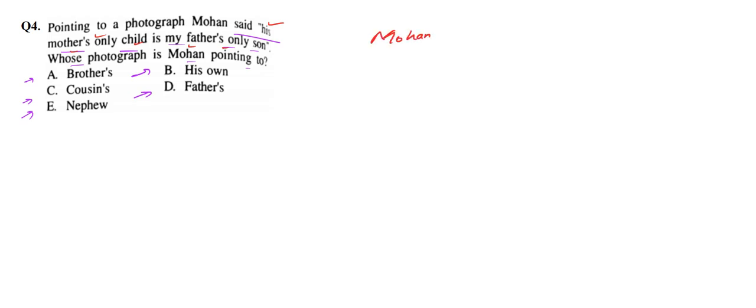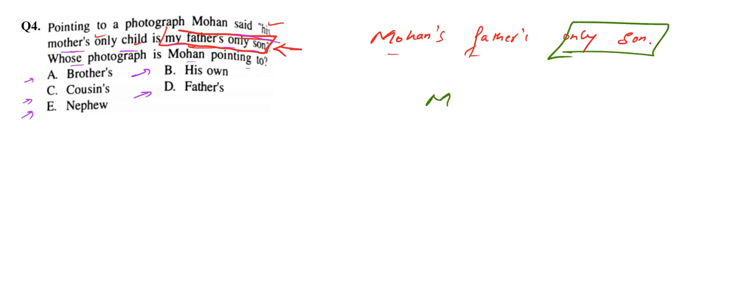Let us begin. In these types of questions, we need to always proceed in the backward direction. So in the last part we have my father's only son, that is Mohan's father's only son. Mohan's father's only son is Mohan only, because Mohan's father has only one son, and that is Mohan. So the only son is Mohan.